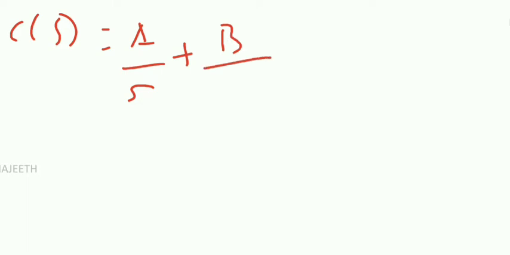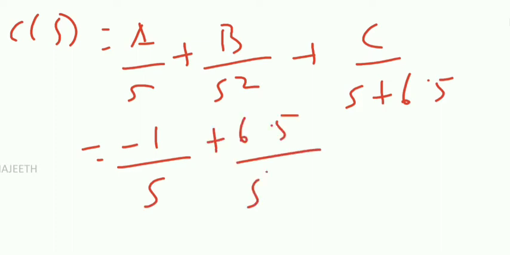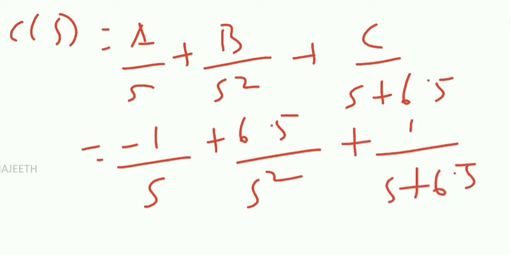Now I take partial fractions, that is equal to A by s plus B by s squared plus C by (s plus 6.5). If you simplify it, what you get is A equal to minus 1, B equal to 6.5, and C equal to 1. Now I got C of s.